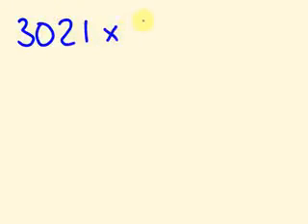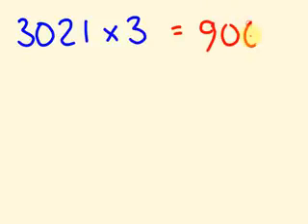Okay, so I'm going to start this off with an example. Let's get you doing this one. What is a nice easy one to start off with? 3021, and we're going to times that by 3. So the answer that you should get for this is 9063. Did you get that answer? You know what? I reckon you probably did, and I'll show you how I think you probably got that.